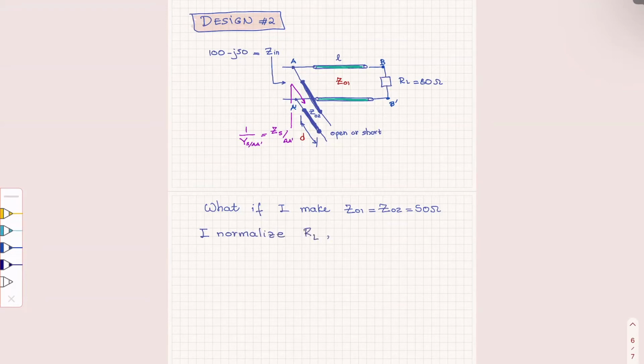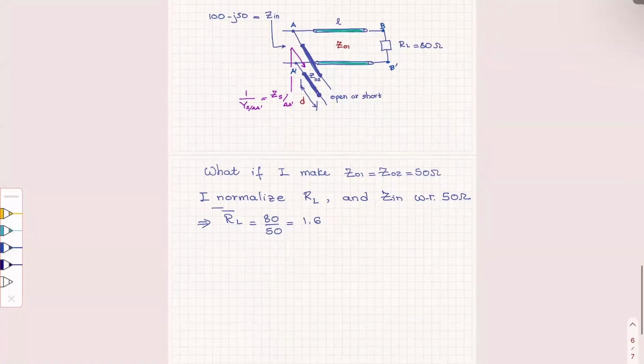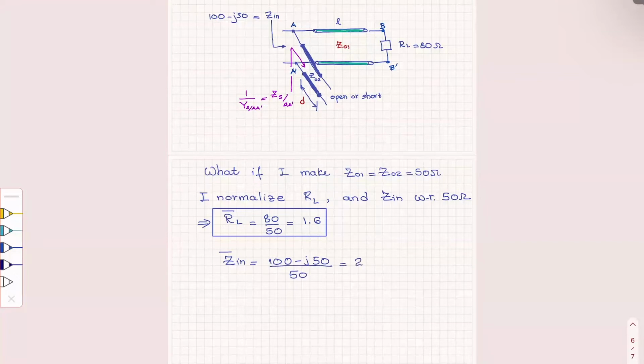So after I made that decision, I now normalize both R sub L and Z in with respect to 50 ohms. What does that give me? R sub L is going to be 80 over 50, which is 1.6. And Z in is going to be 100 minus j50 normalized, divided by 50, which makes it 2 minus j1.